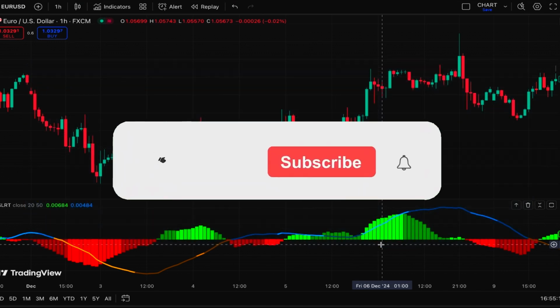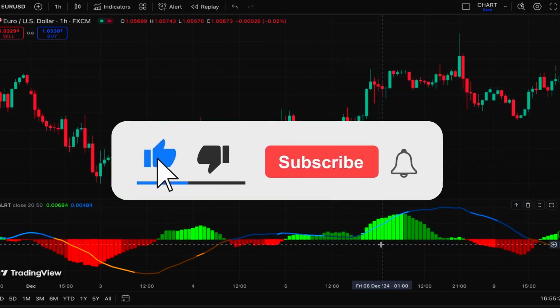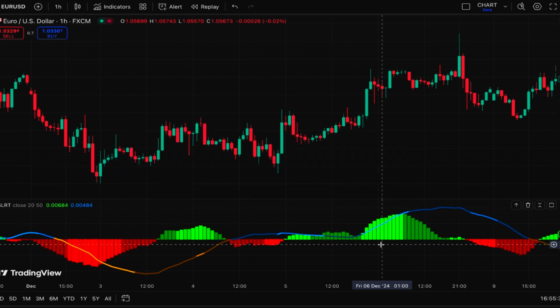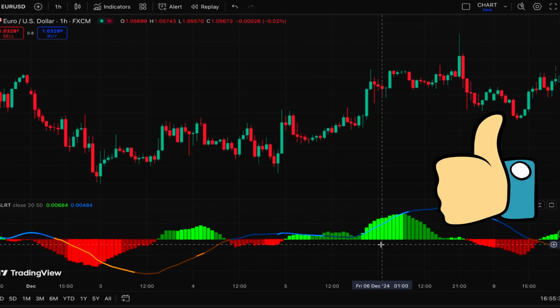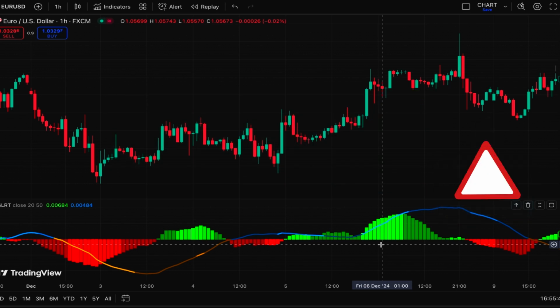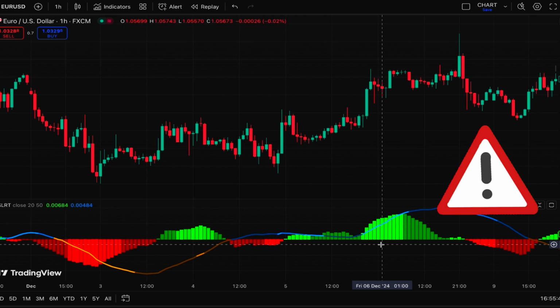But this indicator is not just an ordinary regression calculation. The excellent feature of this indicator is that it combines regression with volume, and because of this, it can give more accurate results. Because as you know, if volume doesn't support an uptrend or downtrend, sooner or later the trend will end and a reversal may happen.